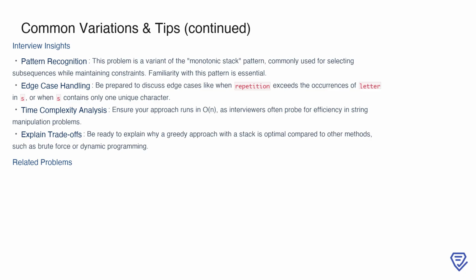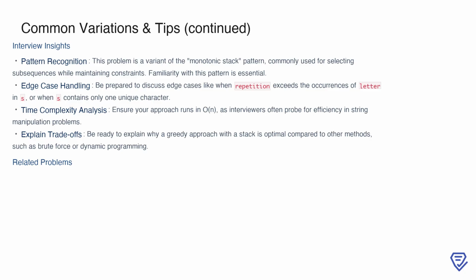To approach this problem effectively in an interview setting, there are a few key insights to keep in mind. First, this problem is a variation of the monotonic stack pattern, which is widely used for selecting subsequences while maintaining constraints. Recognizing this pattern can help you structure your solution more effectively. It's also important to be prepared to discuss edge cases, such as when the repetition value exceeds the total occurrences of the letter in the string, or when the string contains only one unique character. Interviewers often test your ability to handle these scenarios.